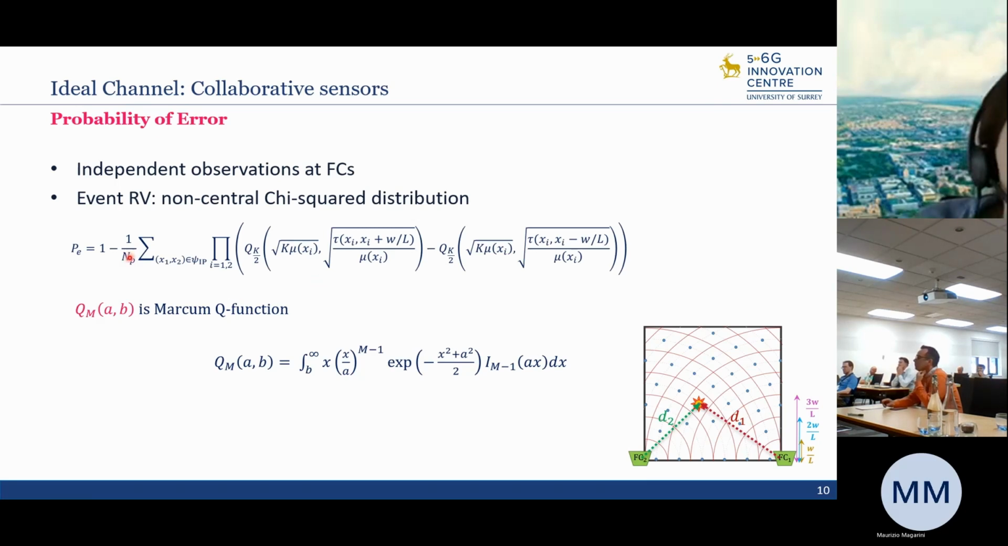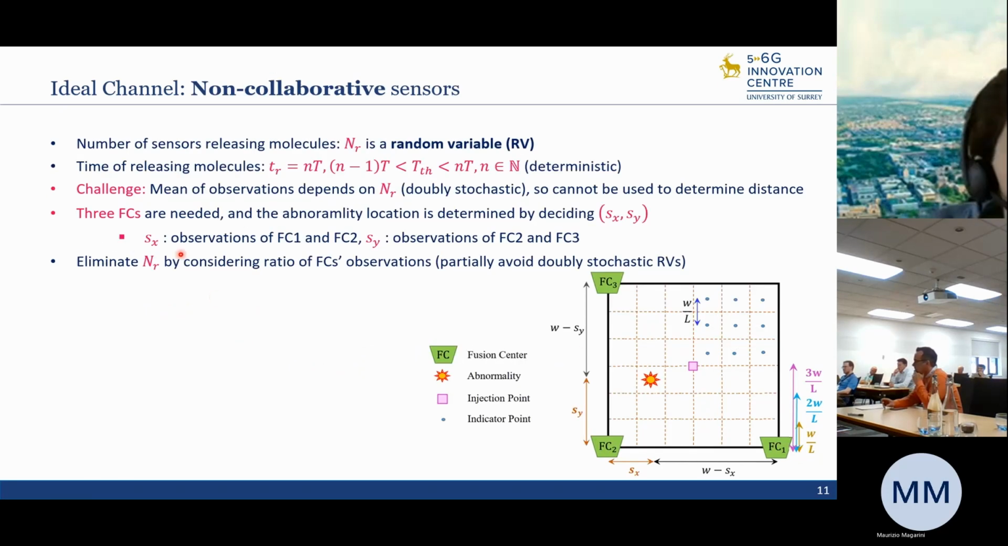And also for the probability of error, we showed that the error event random variable has non-central chi-square distribution, so it's easy to find the probability of error.